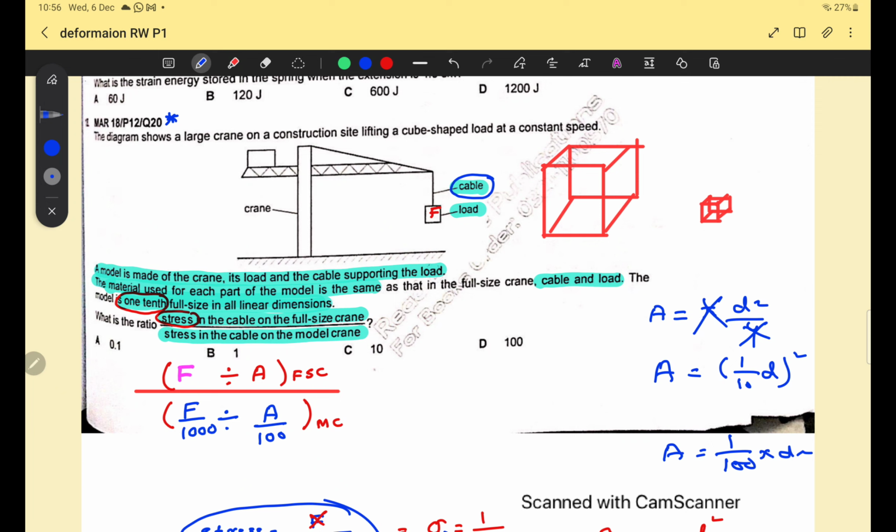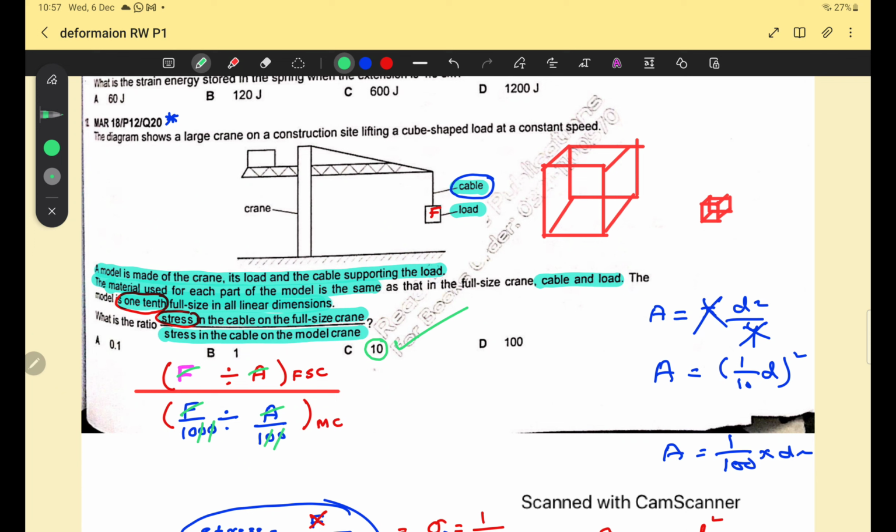Note down this calculation. Area reduced by 1 upon 100, force reduced by 1 upon 1000. If you simplify these numbers, the result becomes 1 upon 10, and the final result will be only 10. So the right answer is C.